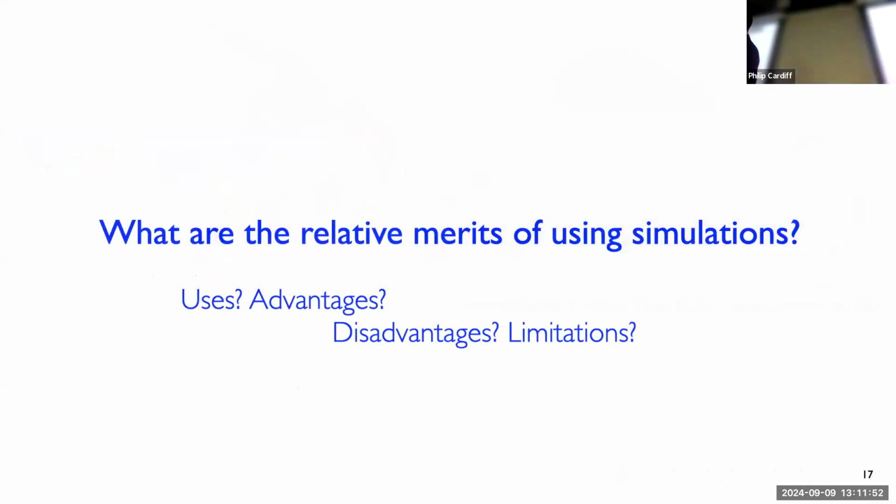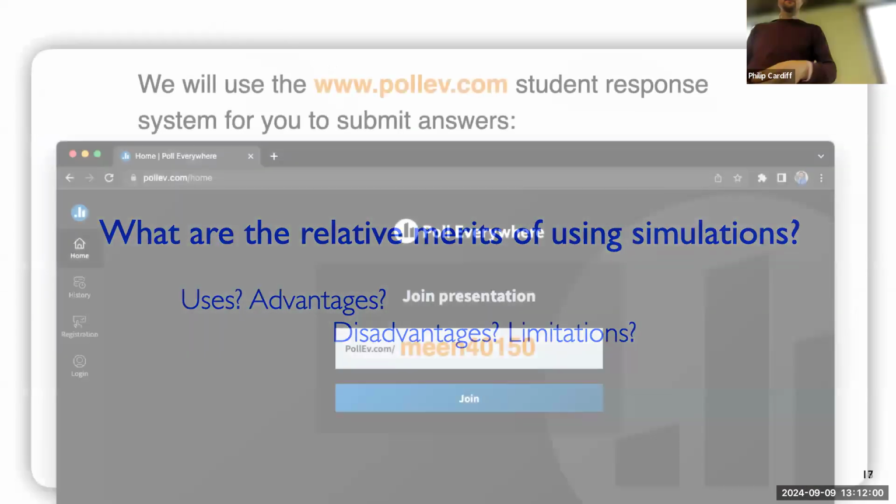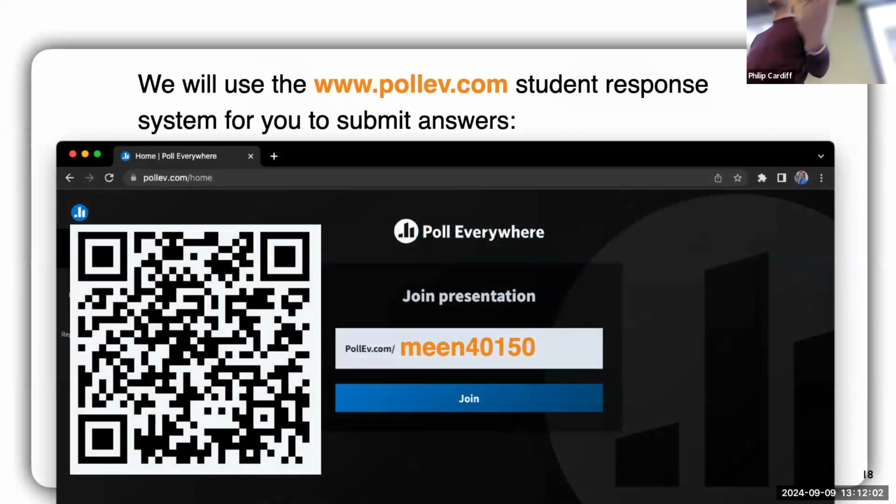Okay. So what are the relative merits of using simulations? Disadvantages, limitations. Just to get some interaction, I'll use Poll Everywhere. I won't get a whole load of input from you during the module, but I'll do it once anyway. So if you want to go to the polling website, the module code is MEEN40150, or you can use the QR code.